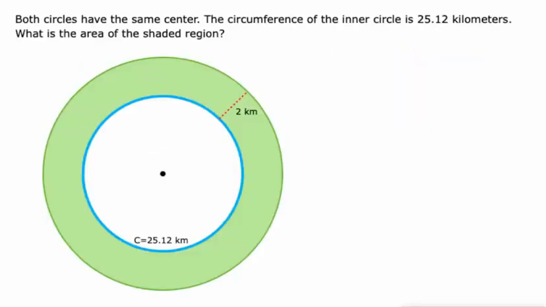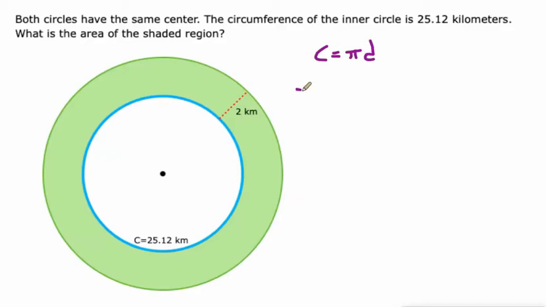All right, and this is the toughest one I can find for you in there. They don't even give us the diameter of that inner circle. They only give us the circumference. But circumference is pi times d. All right.